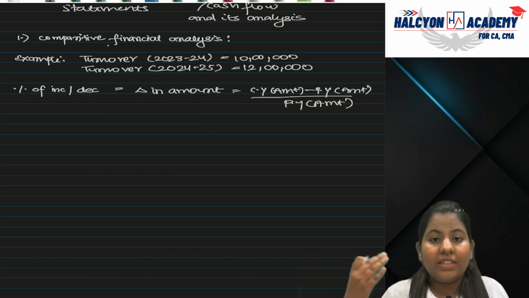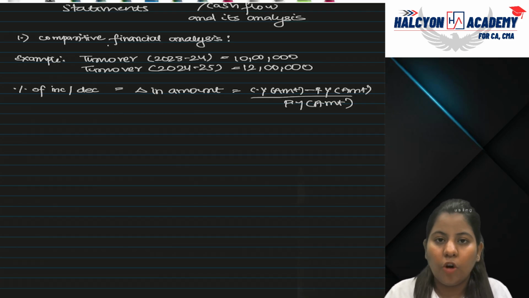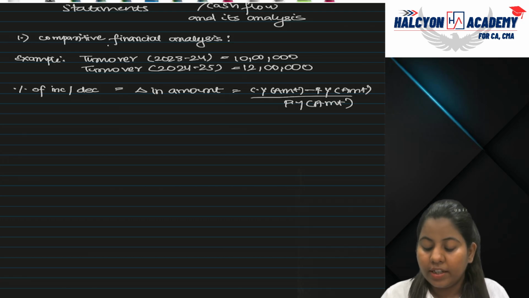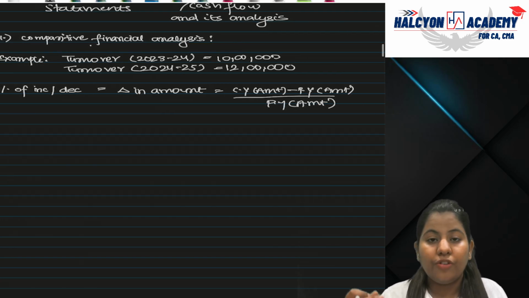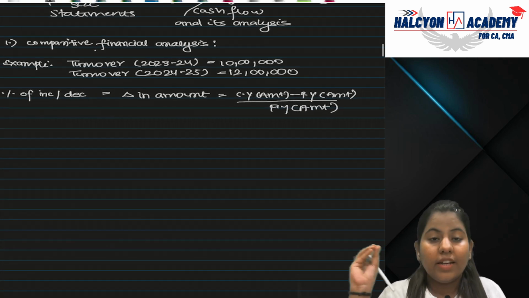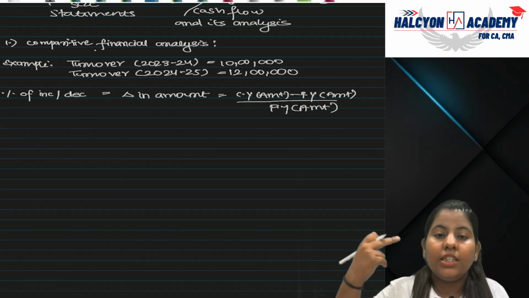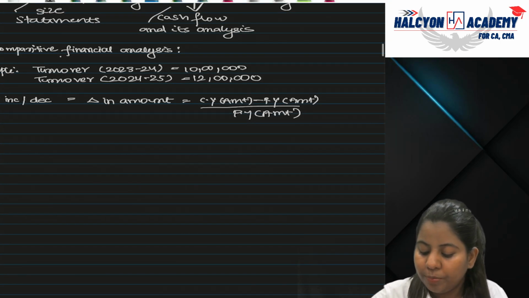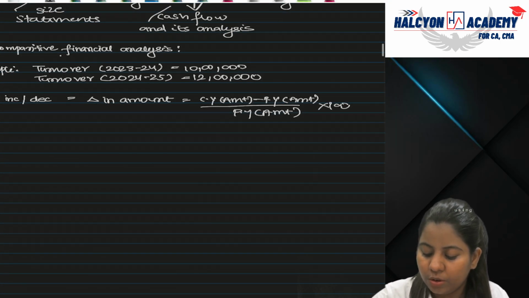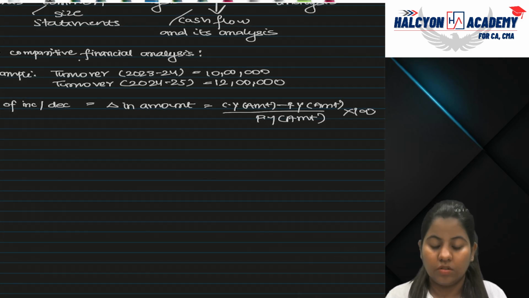This is the basic formula for change of percentage of anything. We are studying it from childhood. So current year amount minus previous year amount divided by previous year amount, and the most important thing, into 100, to convert it into the percentage.